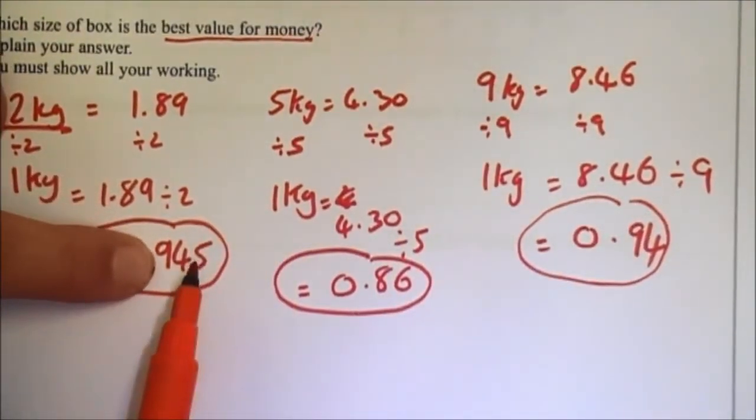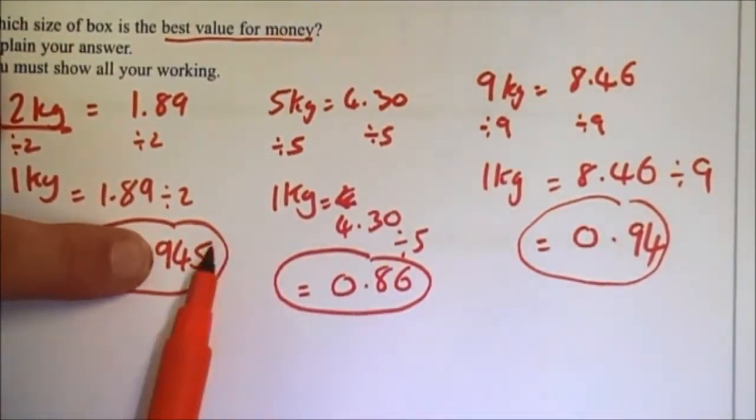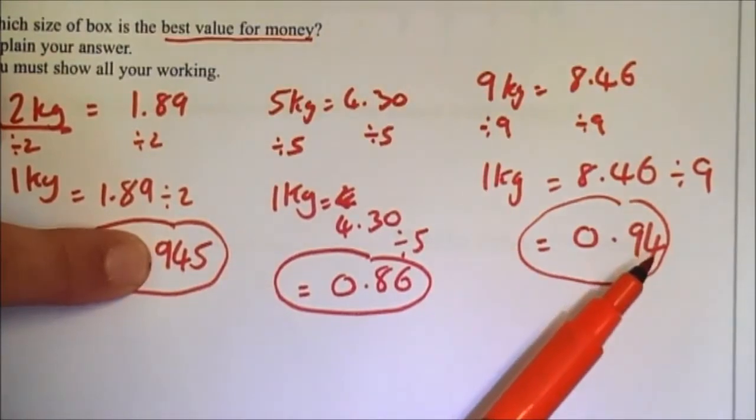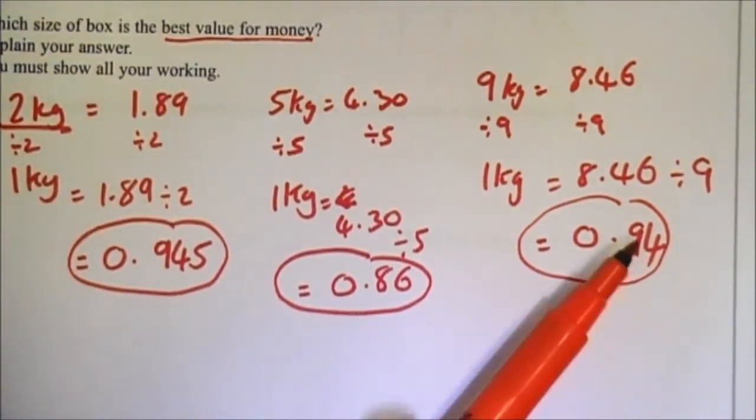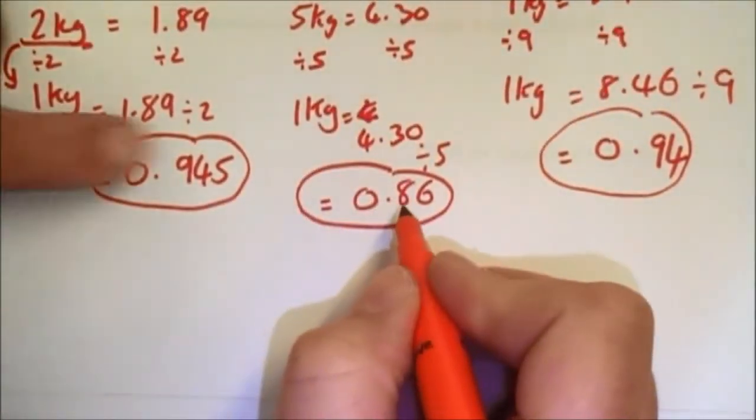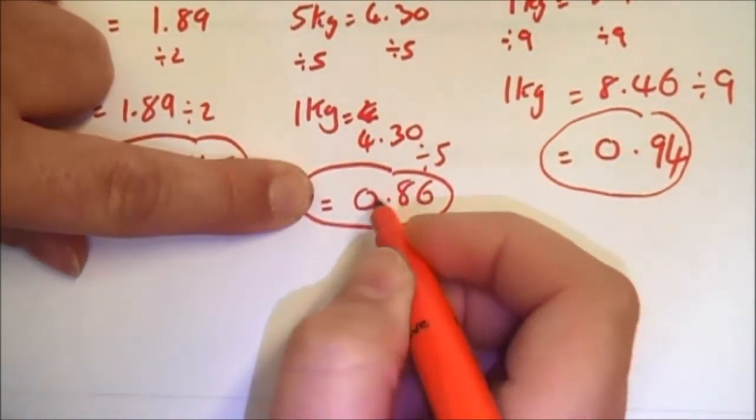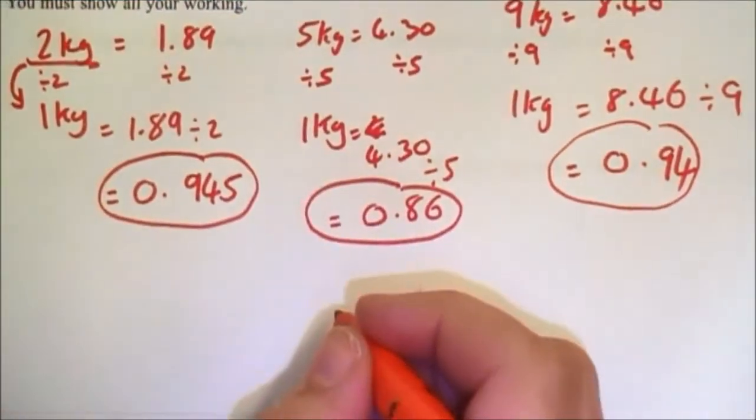Now, because we left this decimal place, it means that we can see that it's slightly higher than the 94 pence. So that's why you leave the decimals in. However, it's very clear that this is my cheapest per kilogram. So that is the 5 kilogram box.